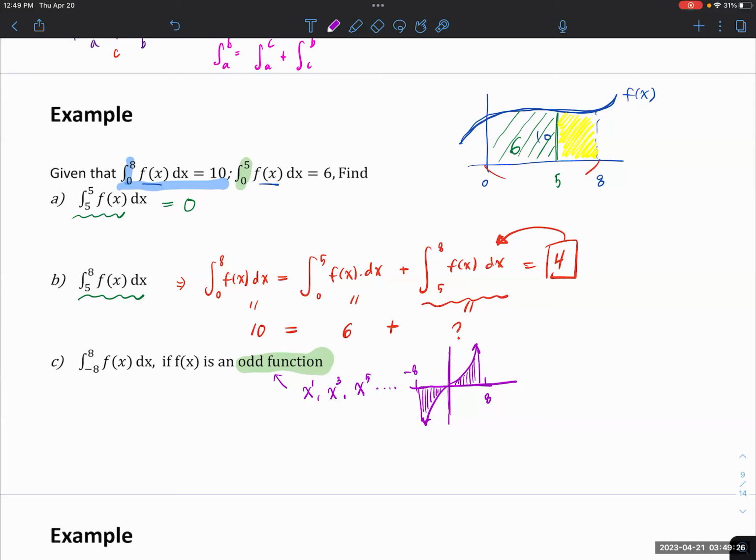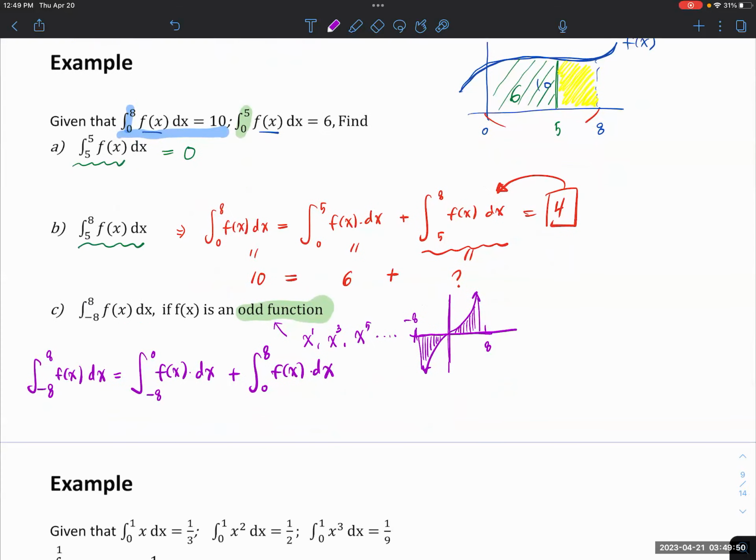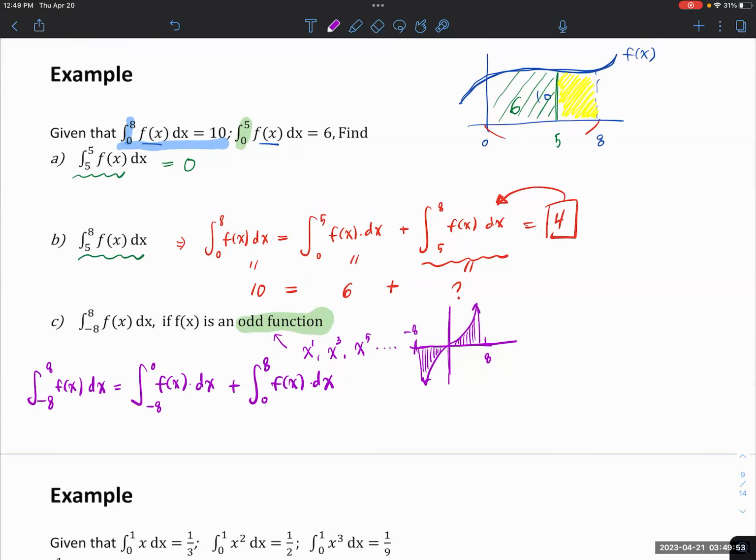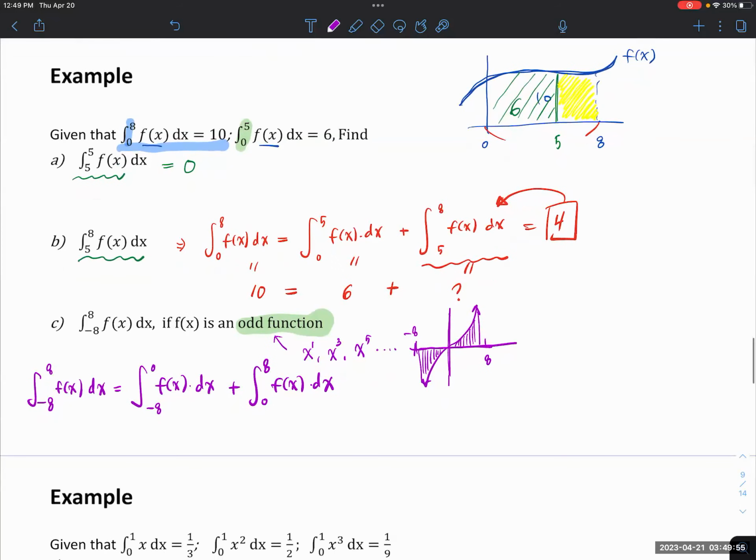So what do you guys think? We have to think about it. Negative 8 to 8, f of x means you have the integral from negative 8 to 0 of f of x dx plus the integral from 0 to 8 of f of x dx, correct? So we are adding those two areas. All right, so here, we already know that this is going to be 10. Am I correct? And since it's an odd function, these two areas will be symmetric.